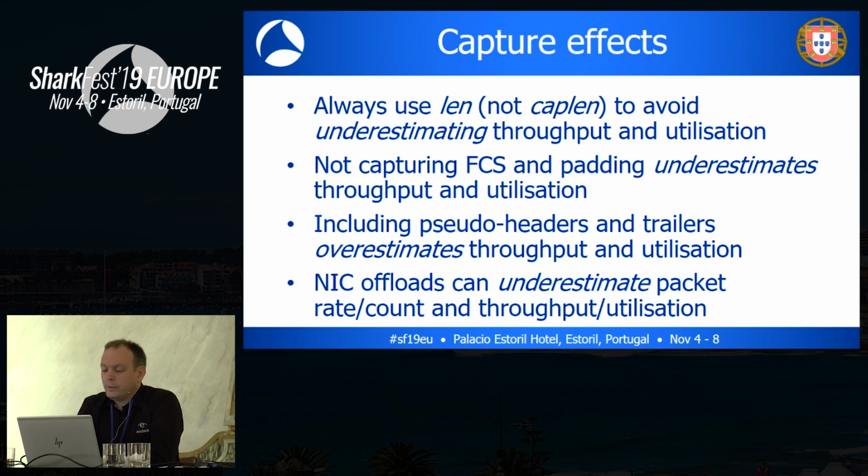And if you have NIC offloads, you're going to have two problems. First of all, the packet rate is actually going to be wrong. The packet count is going to be wrong. And you're also going to get the throughput underestimated. And if you're trying to compare, say, the statistics from your server to your switch port statistics, they're not going to line up because your server is only counting these large packets, whereas the switch is going to count the actual 1500 byte packets that it saw, and you're going to be saying, well, where's the discrepancy coming from?